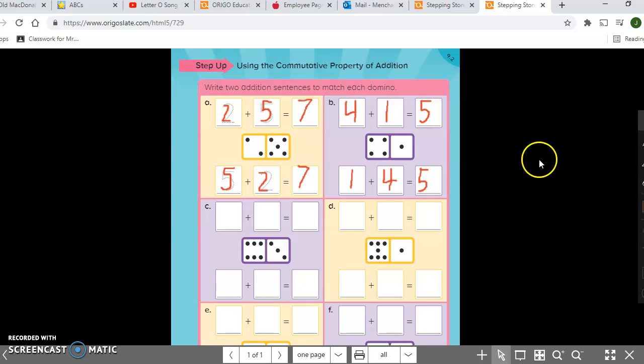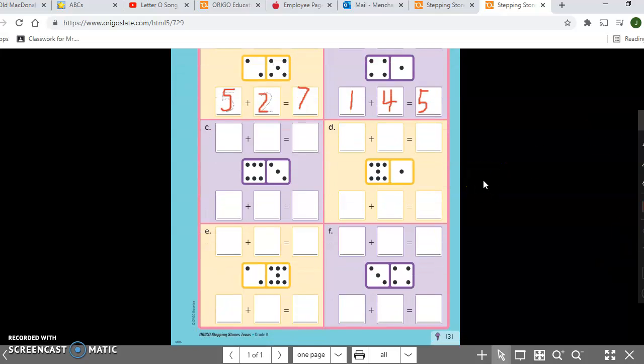All right, boys and girls. Now, for the last 4, go ahead and do them on your own. Write them first, as it's shown here, and then turn these 2 numbers around. And the total is always going to be the same.